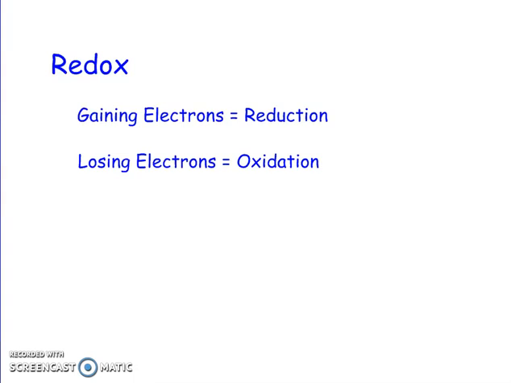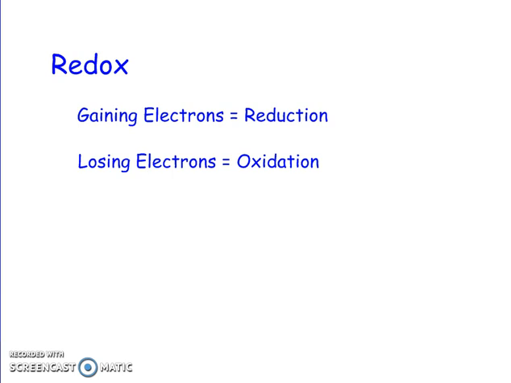Redox is simply short for oxidation and reduction. And reduction is defined as the gaining of electrons. Now, reduction and gaining sound backwards. However, if you think about it, electrons have a negative charge. So if you gain electrons, your charge is going to go down. So when it's talking about reduction, that reduce is actually referring to the charge of the substance. So gaining electrons is defined as reduction.